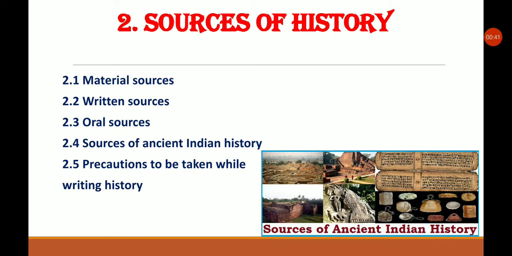For example, ornaments, pots made in the ancient period. So now there are three types of sources. First is material sources, written sources, and oral sources. So first we are going to study what is material sources.